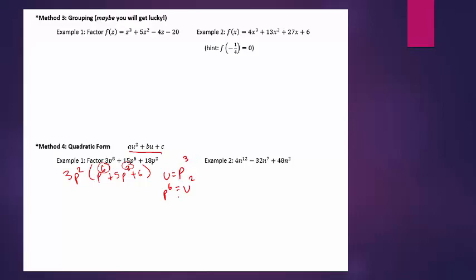So that's the first thing that we want to do, is we want to change this into u's. So p to the 6 we're going to swap out for u squared. P to the third we're going to swap out for u. And then we're going to factor this like a normal quadratic. So factors of 6 that make 5 would be 2 and 3.